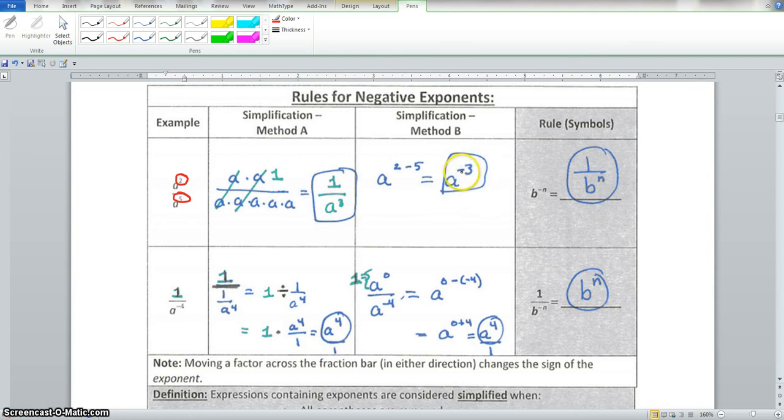However, we cannot leave this as a negative. So what will happen is when you have any base, you will put 1 over, you would keep that base, and the exponent will become positive. So that's how we get 1 over a to the 3rd. And we have it here, b to the negative 1, you will put 1 over the base, and that exponent will become positive now.